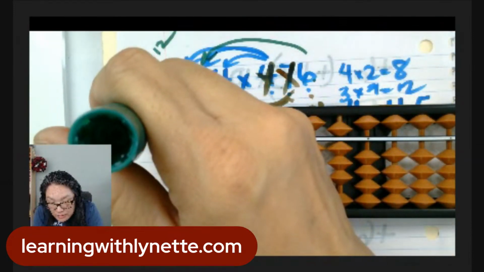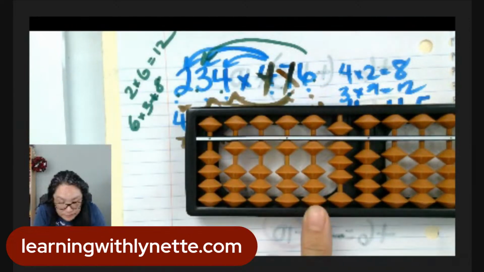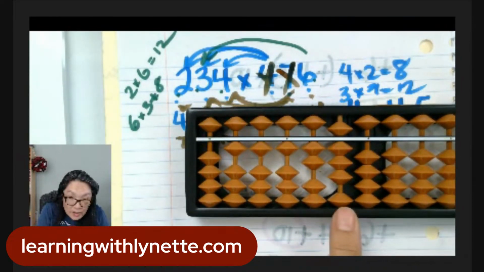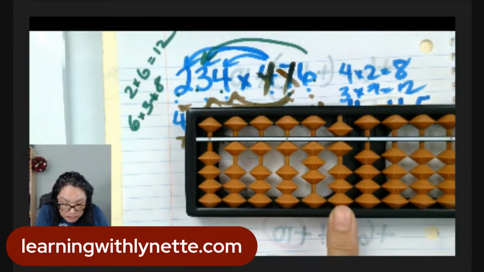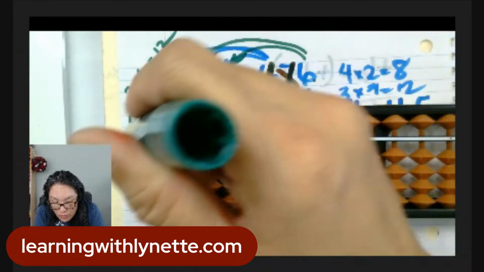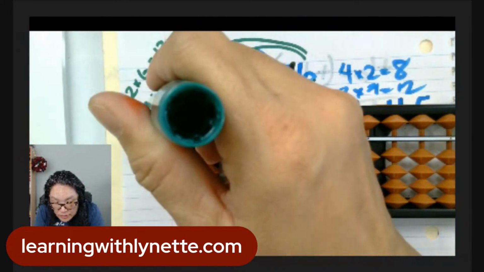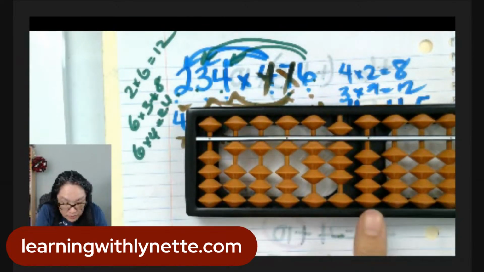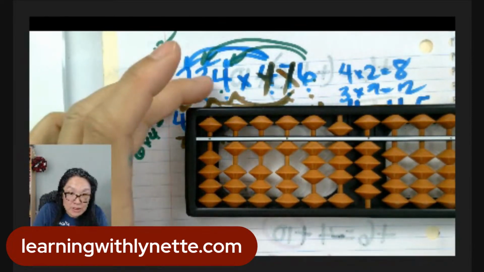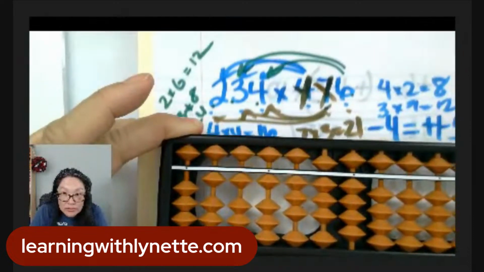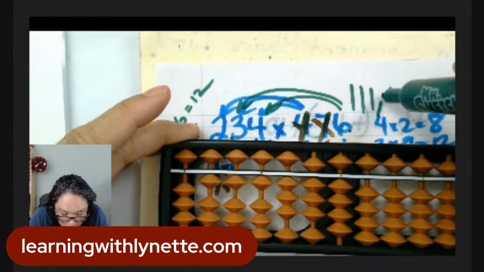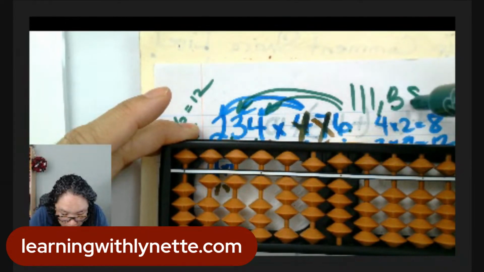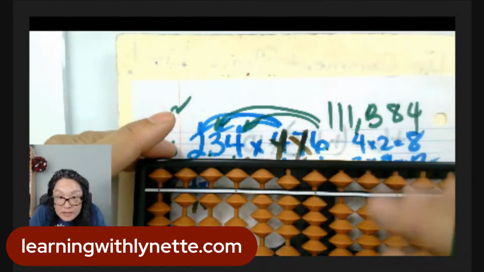6 times 3 is 18. Plus the 1, plus the 8. There's not enough to plus the 8. Plus the 10 minus the 2. 6 times 4 is 24. I add my 2. I add my 4. So my final answer is 111,384. That's my final answer.